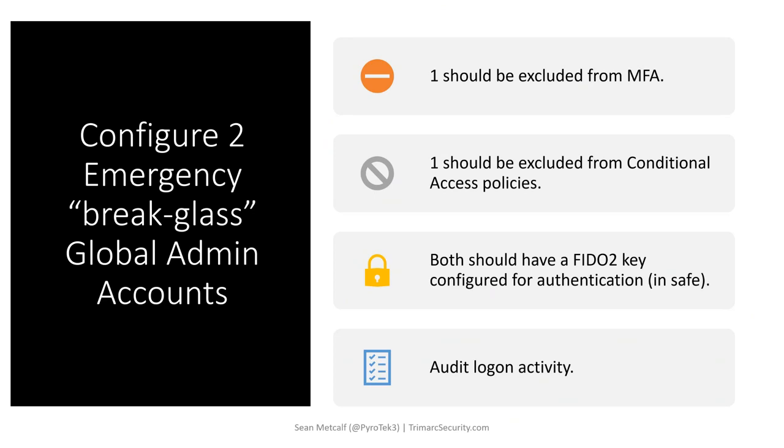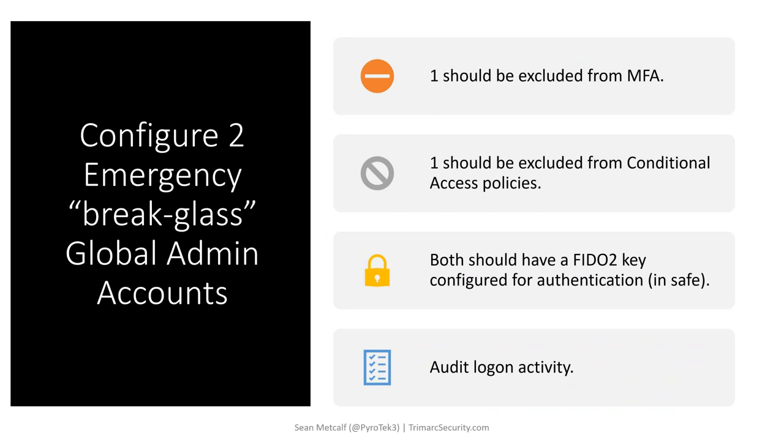Microsoft also strongly recommends that you create 2 emergency break glass global admin accounts. One should be excluded from MFA, one should be excluded from conditional access. That's why there's 2. The original advice was 1. This ensures that even if one of these 2 breaks, that you will still at least have the ability to use a global admin account to manage the environment. Trimarc recommends that both have a FIDO2 key configured for authentication that you put in a safe. That way you have a break glass, effectively.